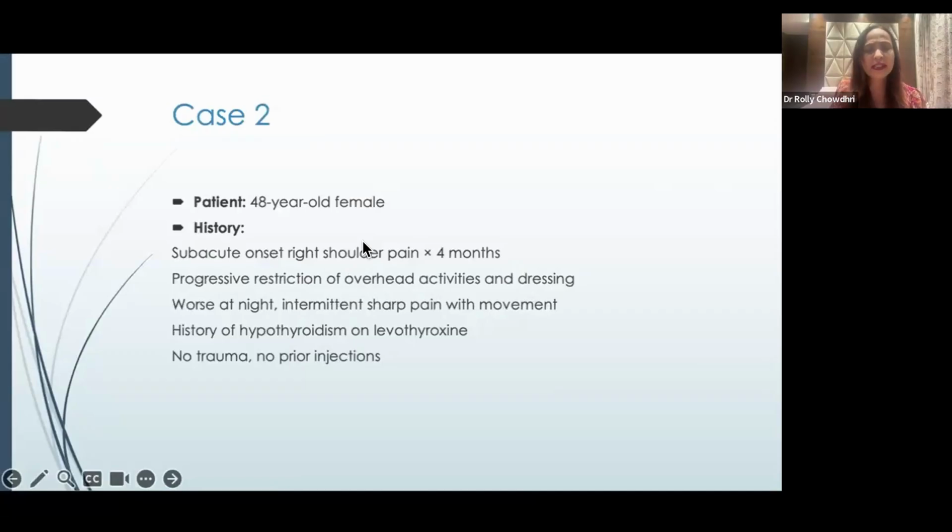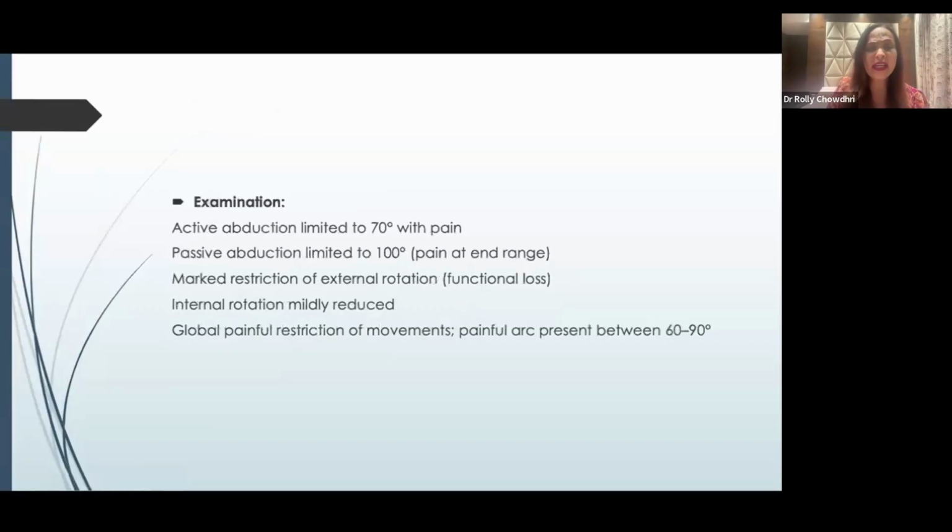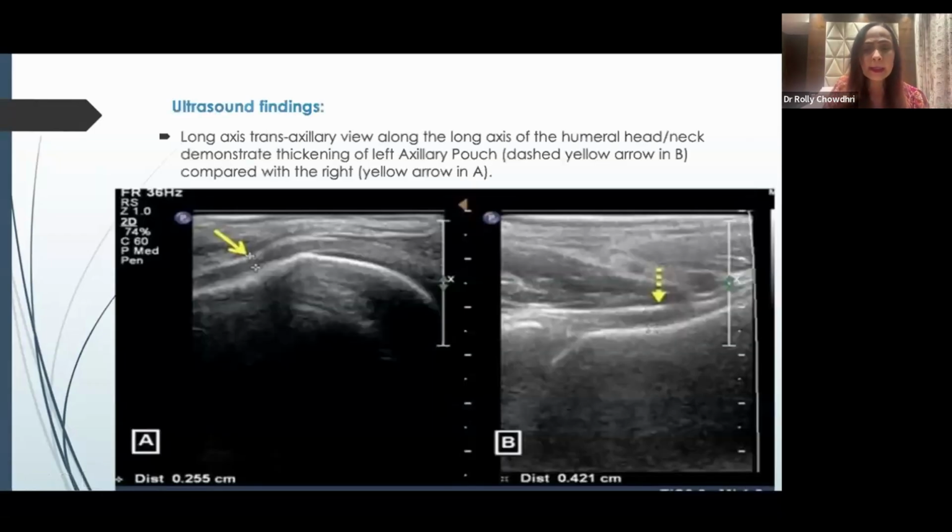She came with a progressive pain, which was slowly and gradually increasing in intensity. Now she's finding it difficult to do her day-to-day activities, overhead activities, combing her hair, dressing. And she says that at night it worsens a lot. She also has hypothyroidism. So again, when I tested her, active abduction was restricted, passive also gone. Then there is a restriction of external rotation.